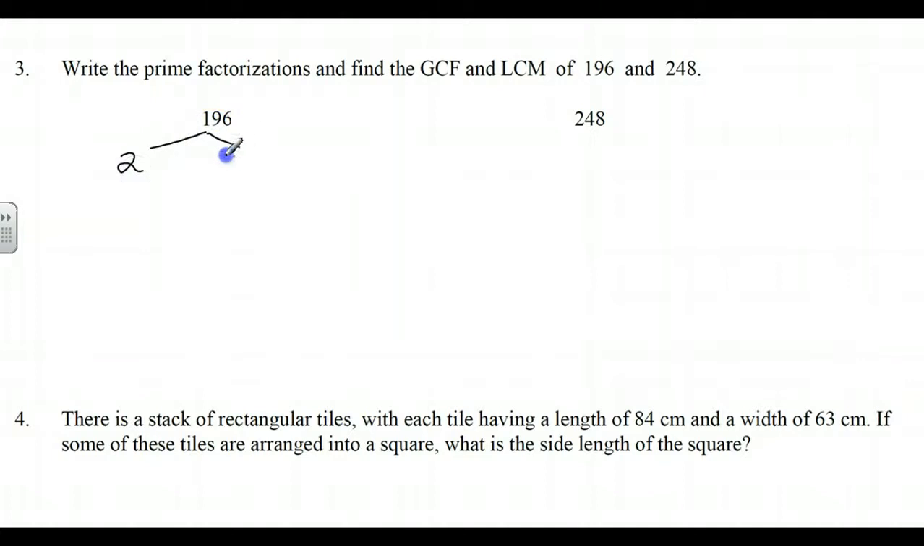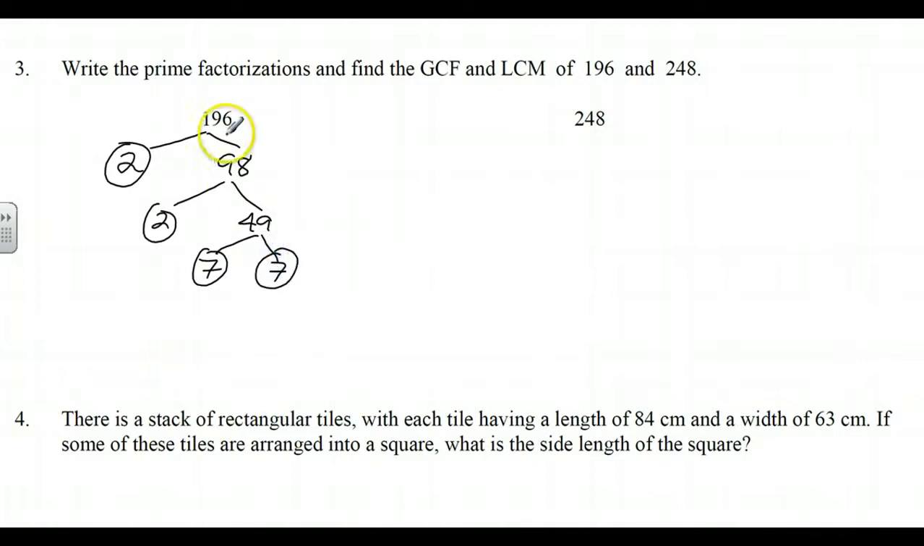So 196 is 2 times 98. 2 is prime. 2 goes into 98. 2 is prime, and it goes in 49 times. 49 is 7 times 7. So the prime factorization of 196 is 2 times 2 times 7 times 7.